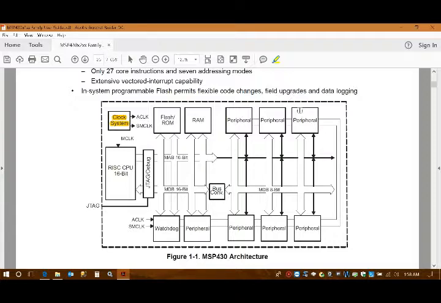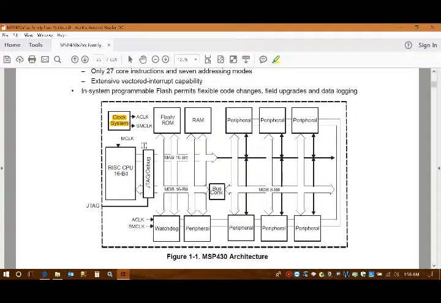Then there is the XT2 clock system, that is a more high frequency clock system. XT2 is totally dependent on an external clock. You can connect directly either an external clock frequency, or you can connect a crystal directly to the XT2. And the fourth most important clocking that this processor has is the DCO, that is the DC controlled oscillator.